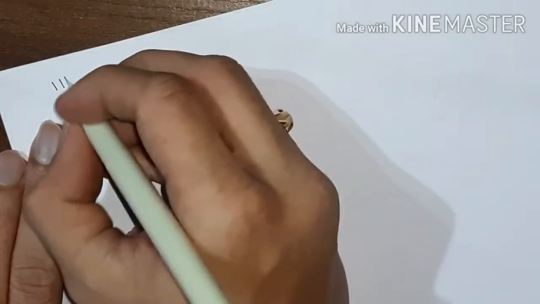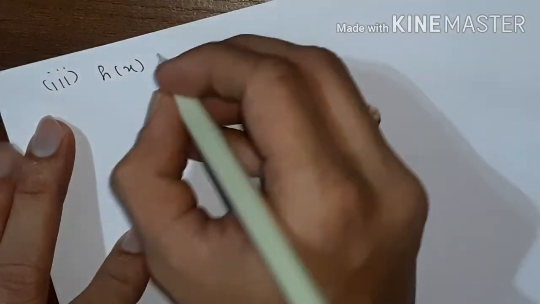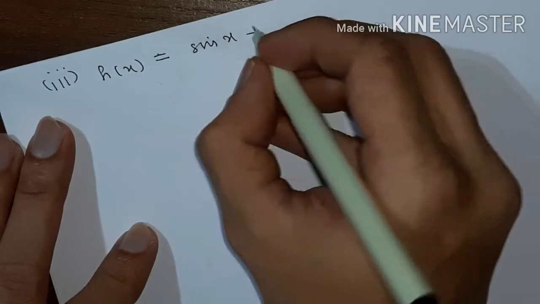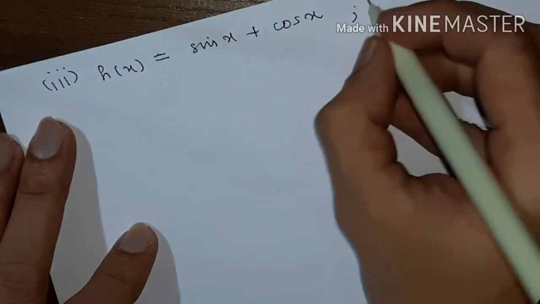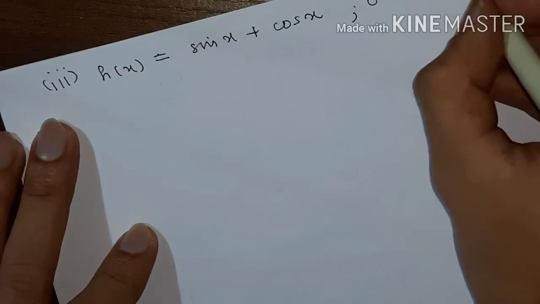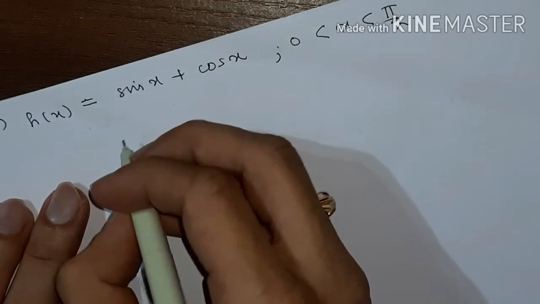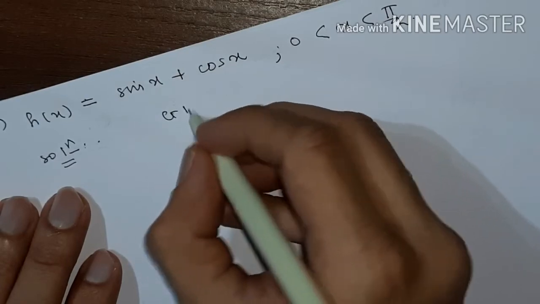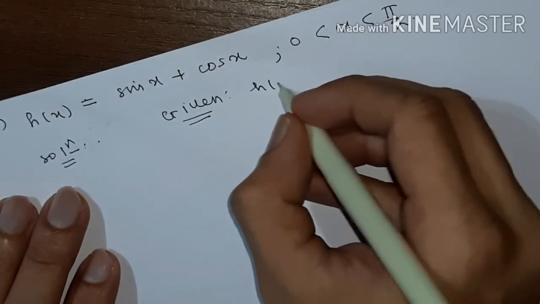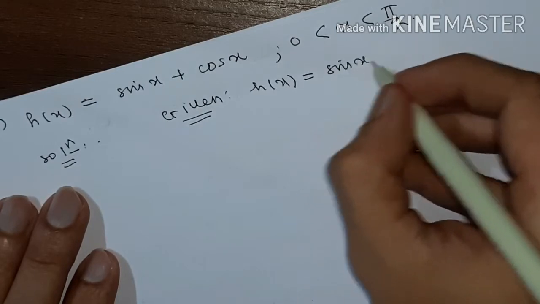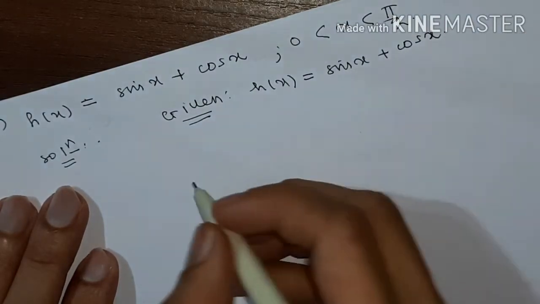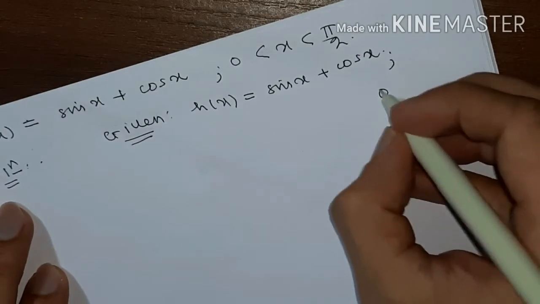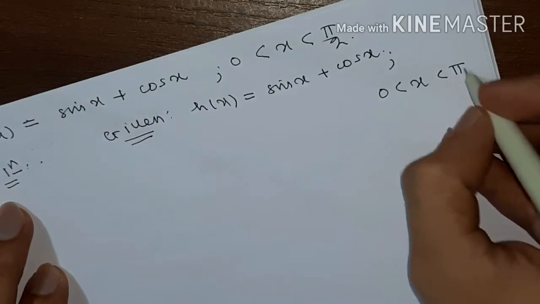Now let us go to the third problem of the third. That is h of x equal to sin x plus cos x. Here you have trigonometric functions. The method is the same. So you write what is given first, that is h of x equal to sin x plus cos x, and the domain is given as 0 is less than x less than pi by 2.